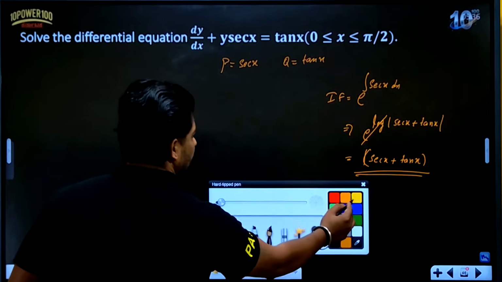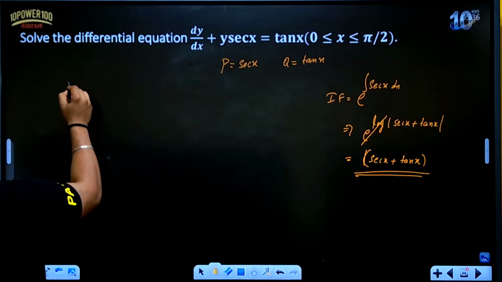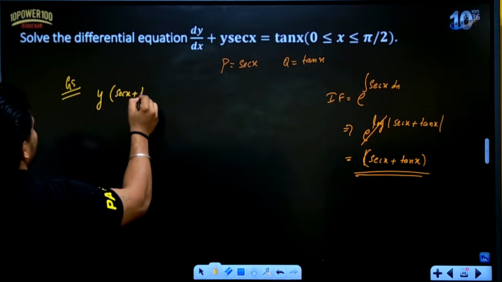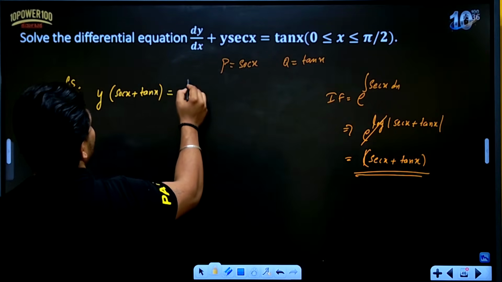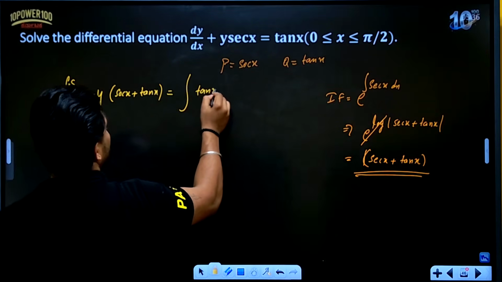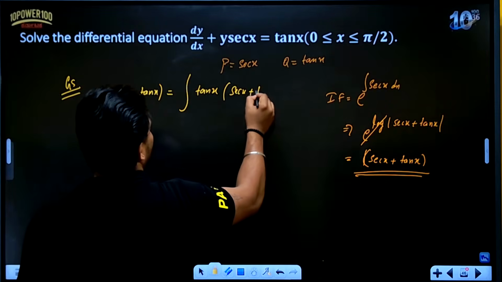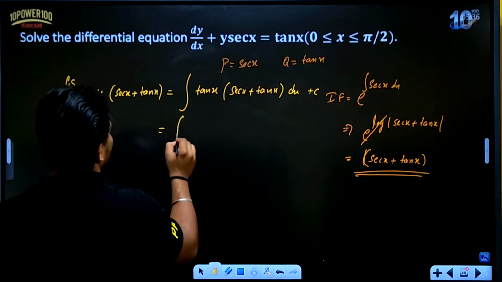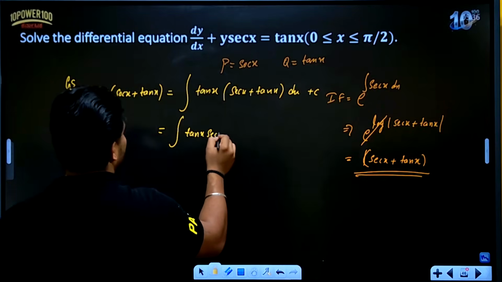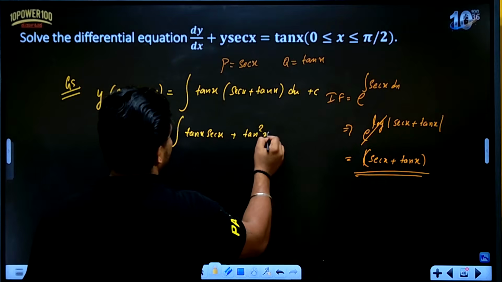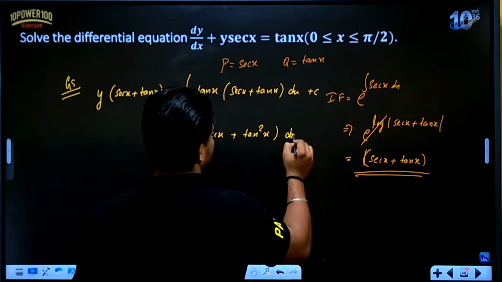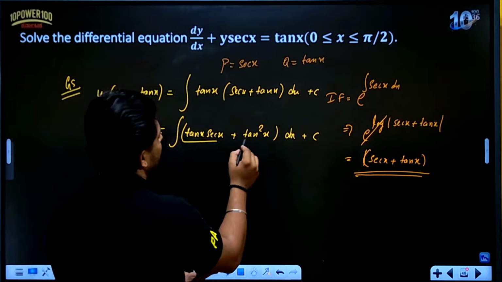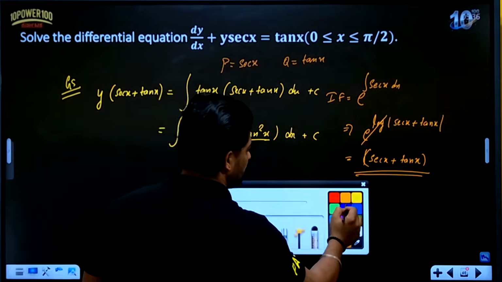Okay, so now we'll solve the general solution. The general solution is y into secant x plus tan x is equal to integral of q, and q is tan x. So tan x into secant x plus tan x dx plus c. So now if we solve this, we get tan x into secant x, and this is tan square x, dx plus c. Now integration of tan x into secant x, we know it is actually secant x. But integration of tan square x we don't have. So we just have to replace this by secant square x minus 1.